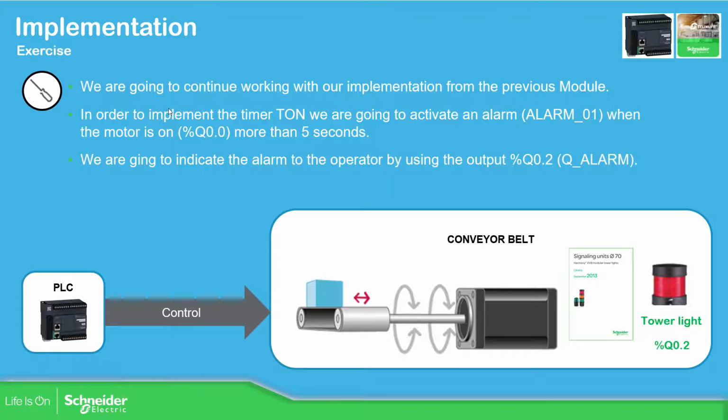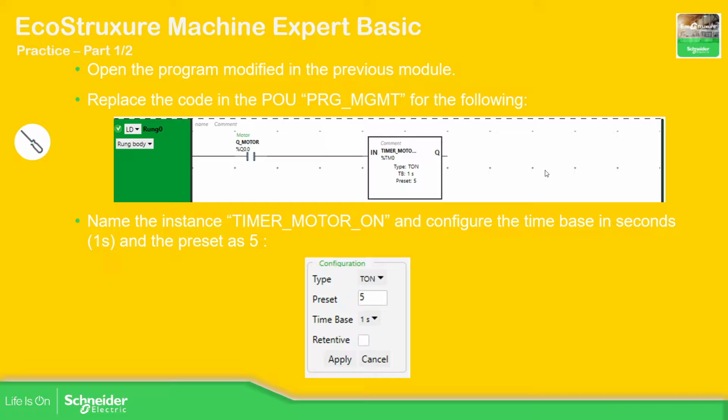So what I want to do now is to implement the TON to activate an alarm. So if the output Q0.0 is activated for more than 5 seconds, we need to execute this alarm Q0.2. So what we need to do is to add the timer into the PRG_MGMT that we are already working with. We need to replace the logic that we have before in order to add this timer.